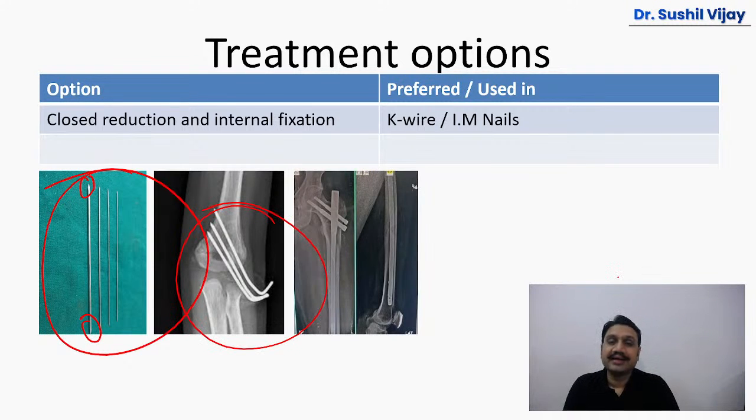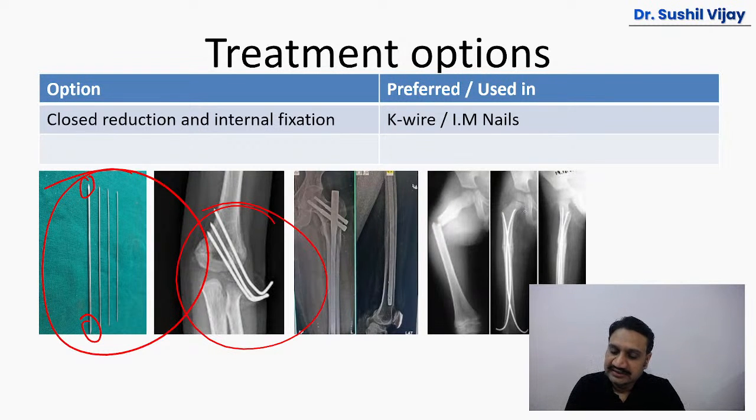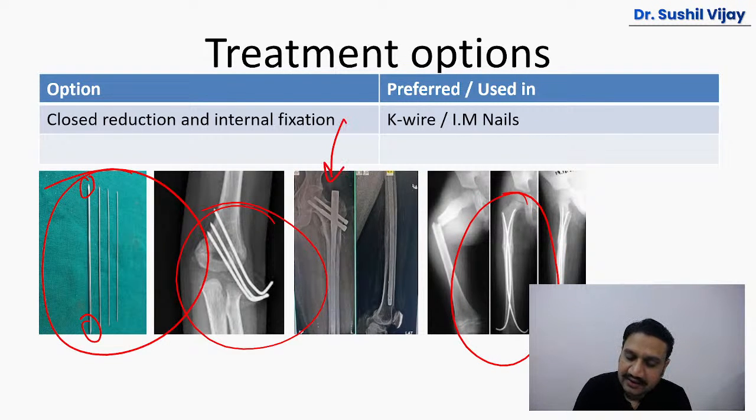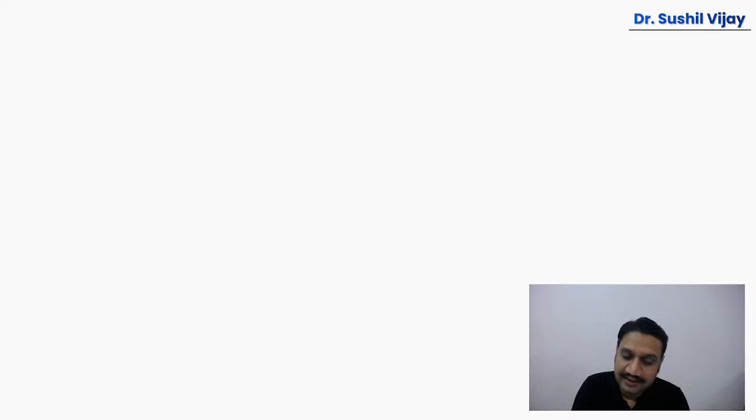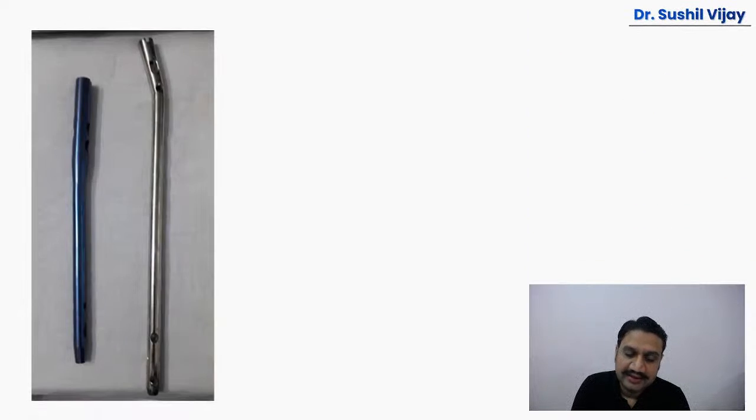And this one is an intramedullary nail, right? It is an intramedullary nail. So here we have the flexible nail for children, and here we have the rigid nail. So the picture that you see is the rigid nail, and this one is a flexible nail. So rigid nail or the flexible nail, okay? All right. Now next one, these are the intramedullary nails.